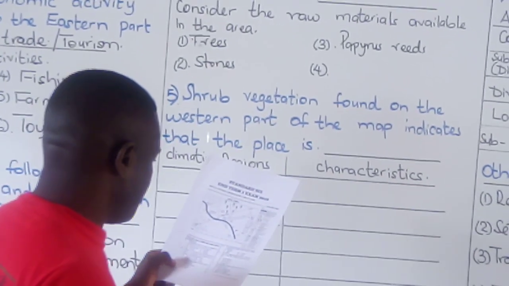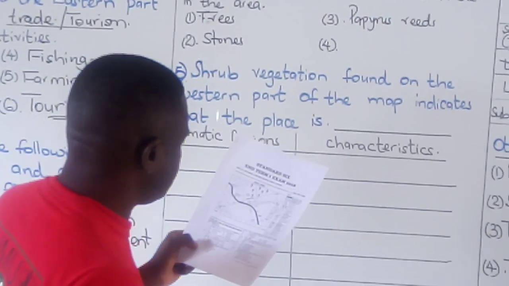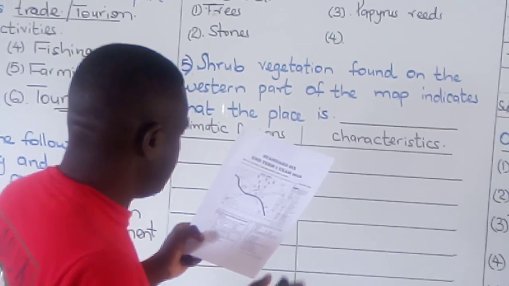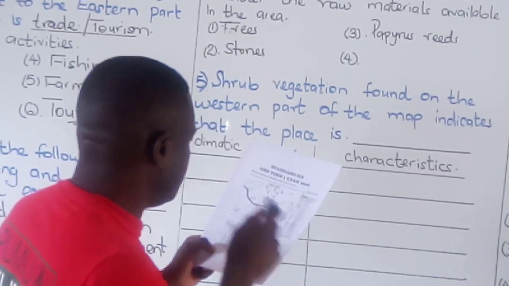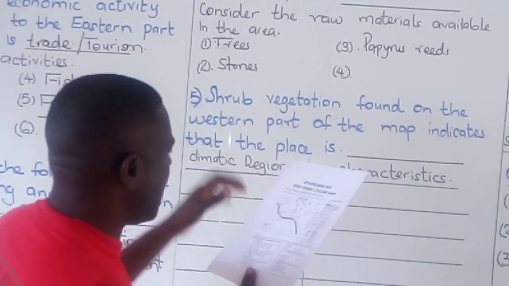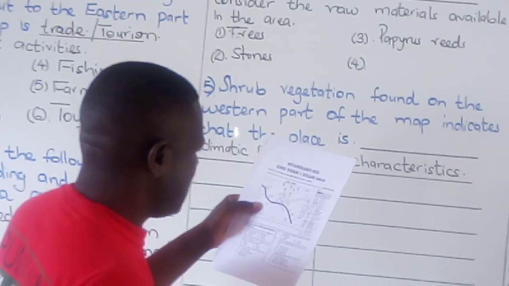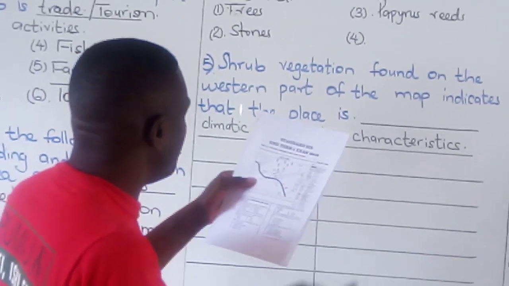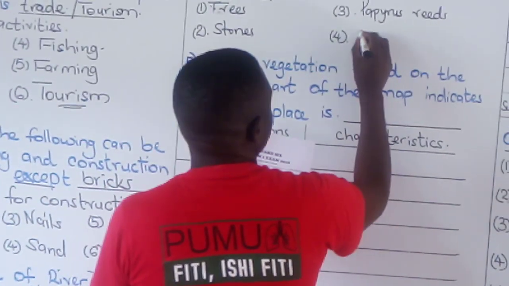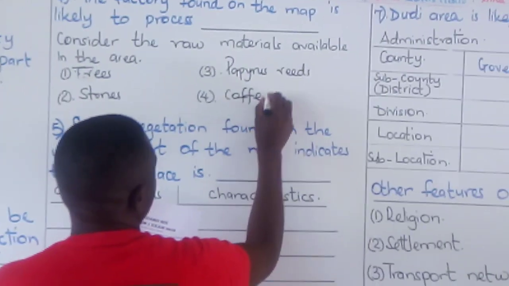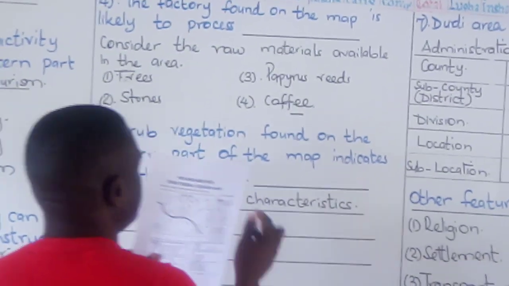So let's see the factory found. Where is the factory? We can see the factory here. The factory is on the northwestern part of the map. There is the coffee farm there. So the coffee is the raw material there. So the factory there could be producing coffee.